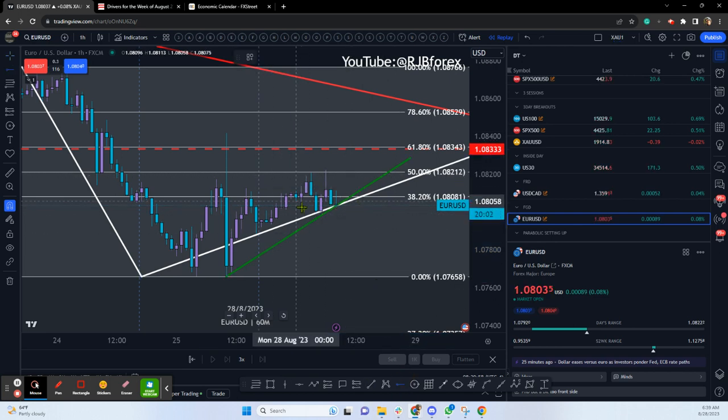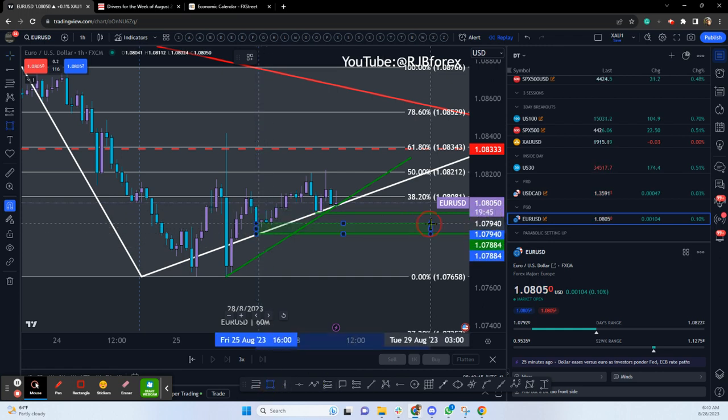We've got support in here at 108 or thereabouts. Between there and down here. So looking for support to hold for the move higher.